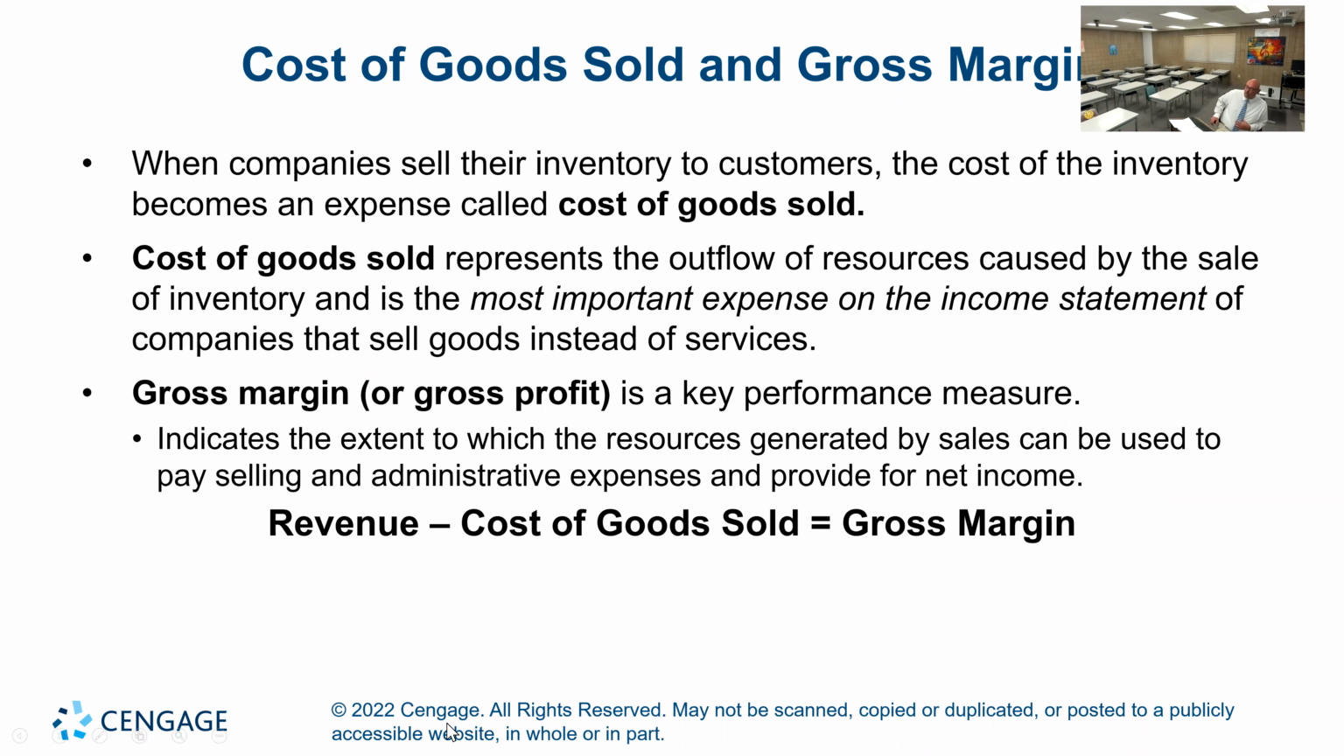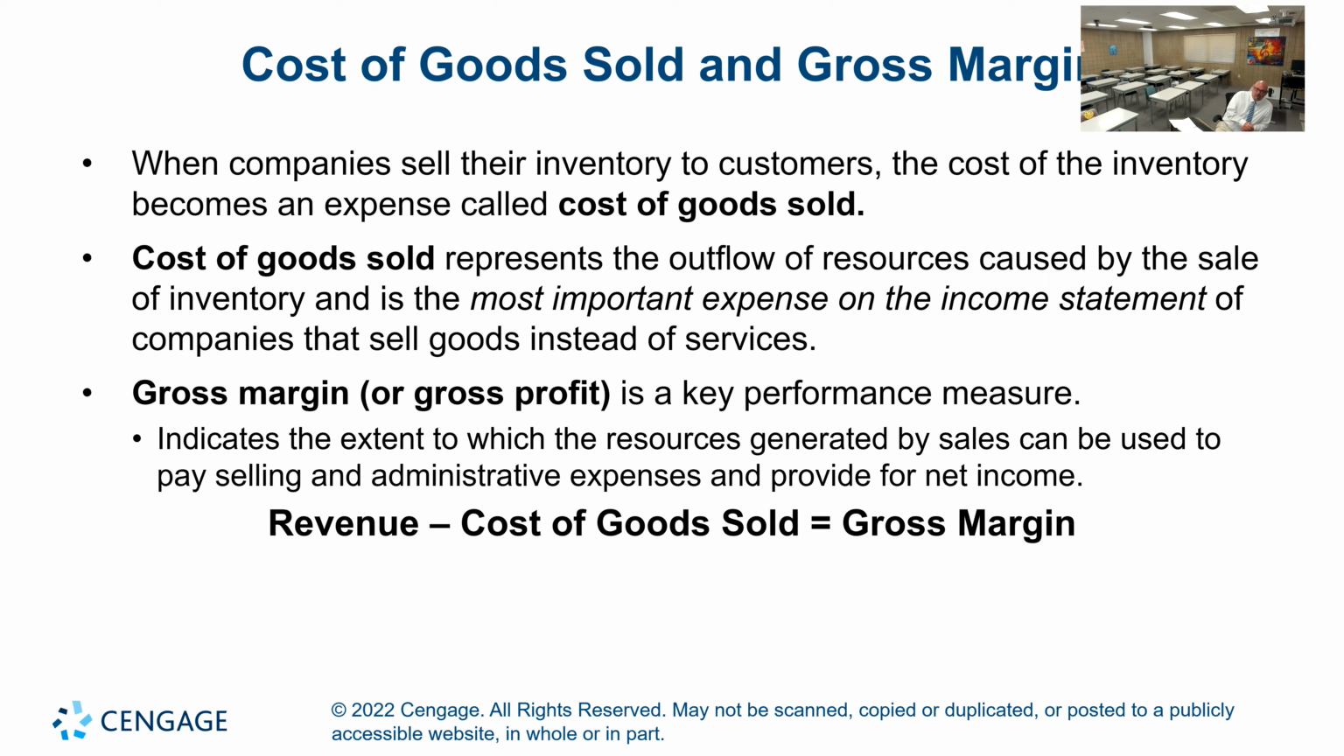When we buy inventory to resell, it's not an expense to the company to purchase it. In order to meet the matching principle for revenue recognition, we're not going to expense that inventory until we sell it. We're going to do it through an account called cost of goods sold. And that is, like the slide says, the most important expense on the income statement for companies that sell goods instead of services.